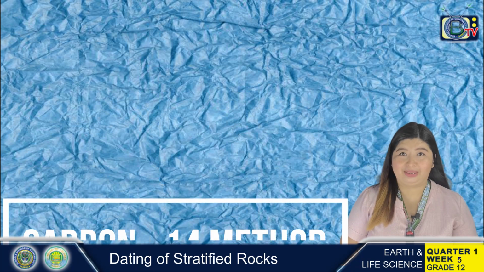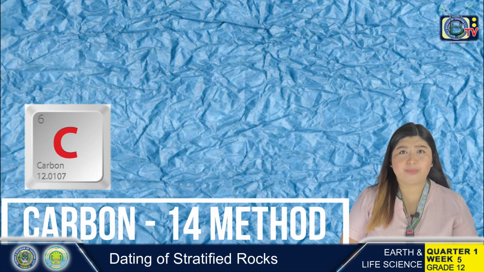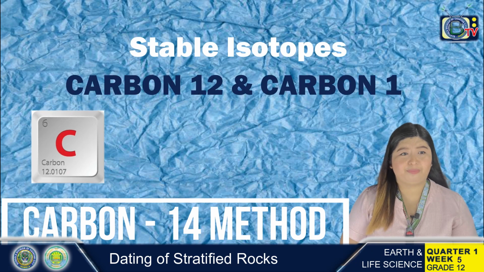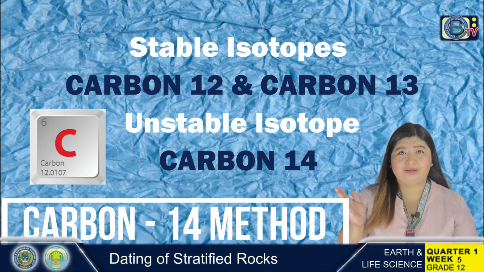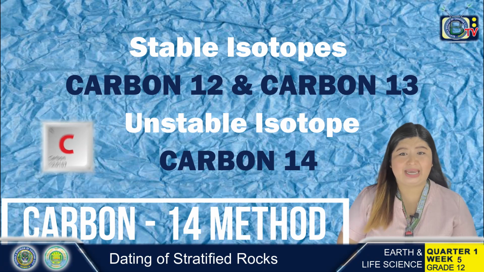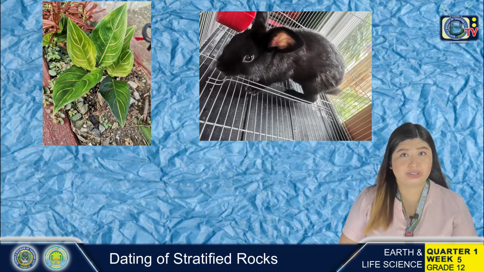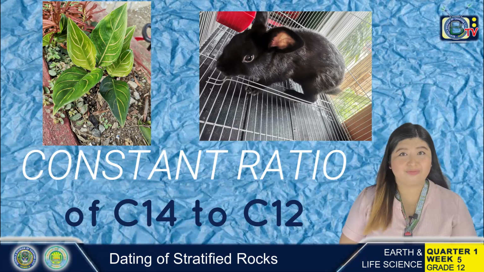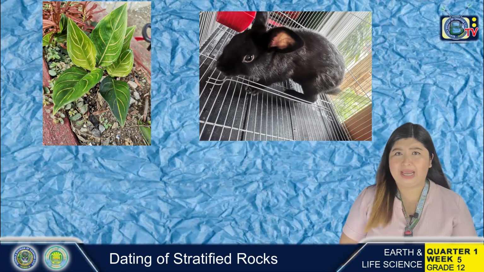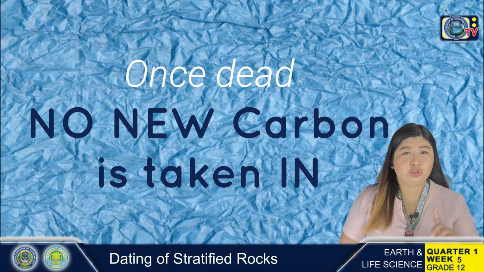Carbon-14 method. Carbon is normally found in three forms: the stable isotopes carbon-12 and carbon-13, and the radioactive isotope carbon-14. Living plants and animals contain a constant ratio of carbon-14 to carbon-12. Once a plant or animal dies, no new carbon is taken in.